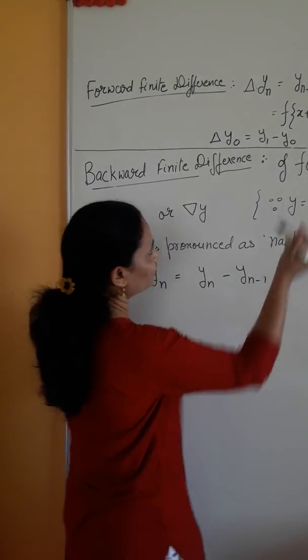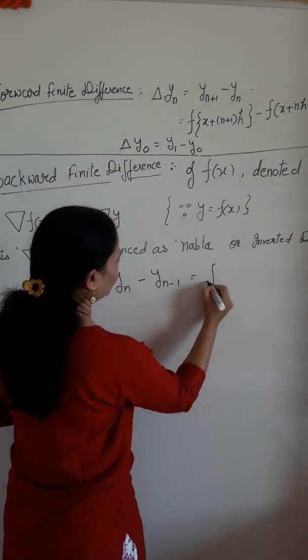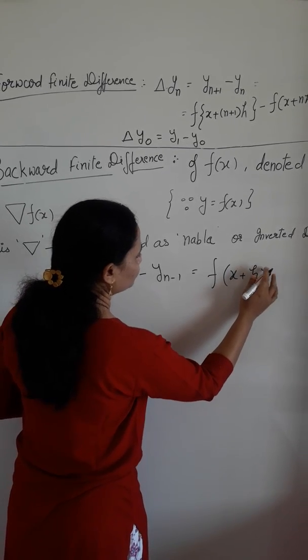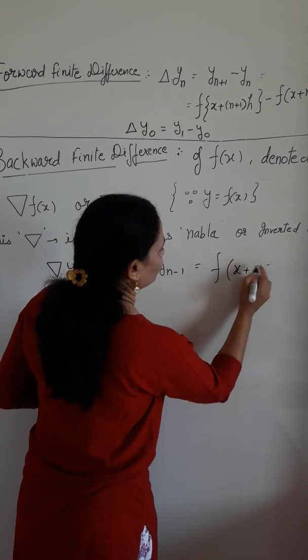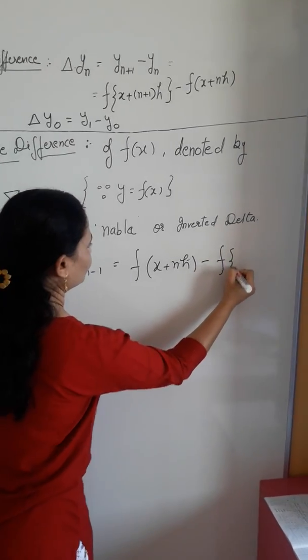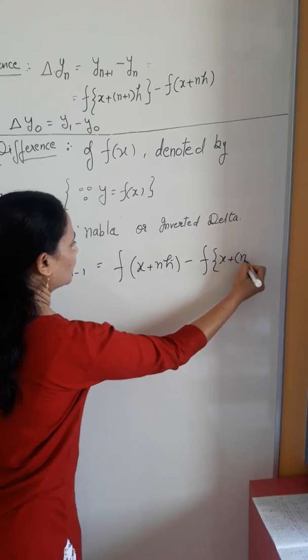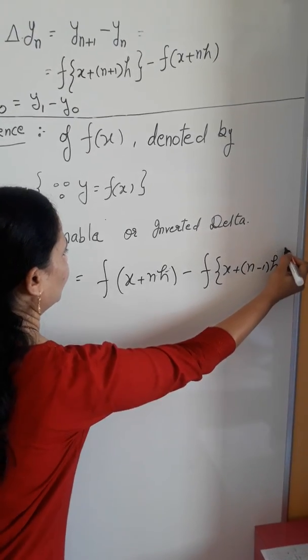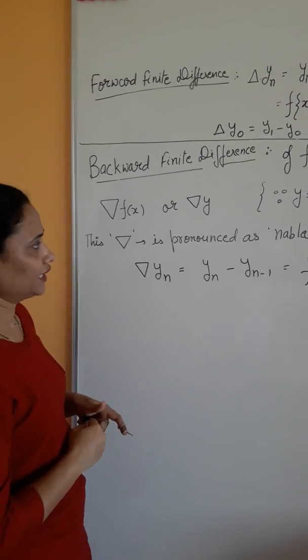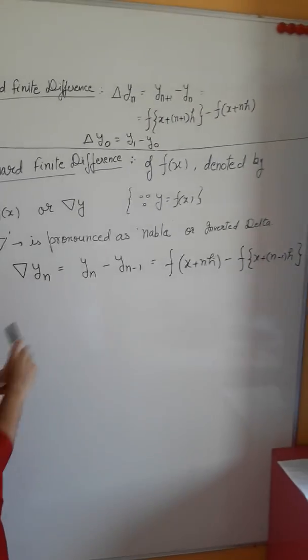Let's write that in function form also. If I write it in function form, it is f(x plus nh) minus f(x plus (n minus 1)h). So this is backward finite difference. Okay. So let's construct the table.